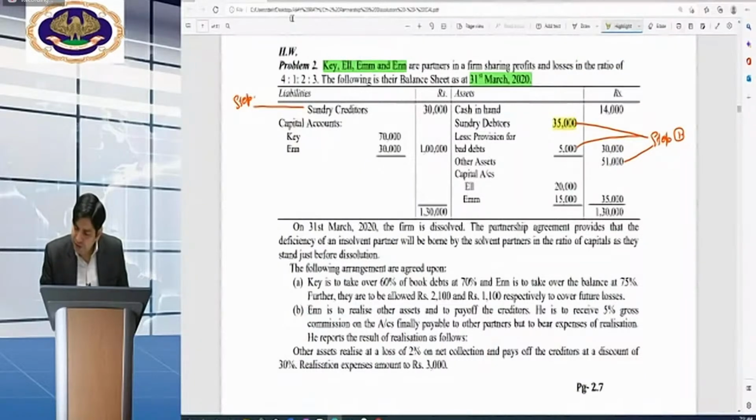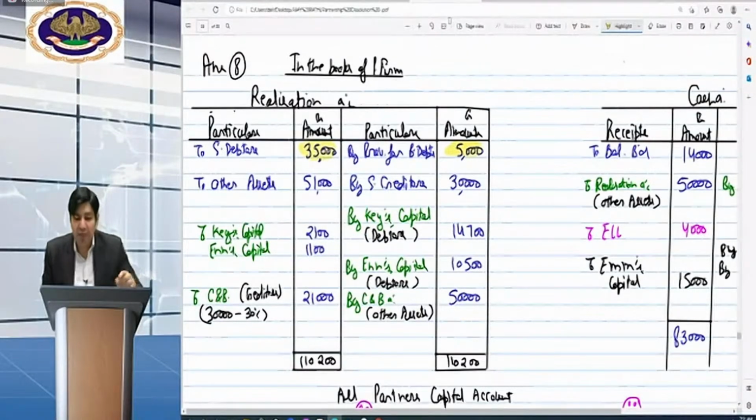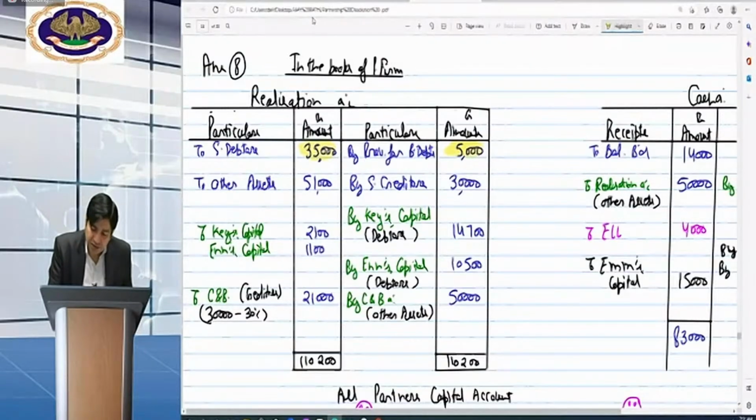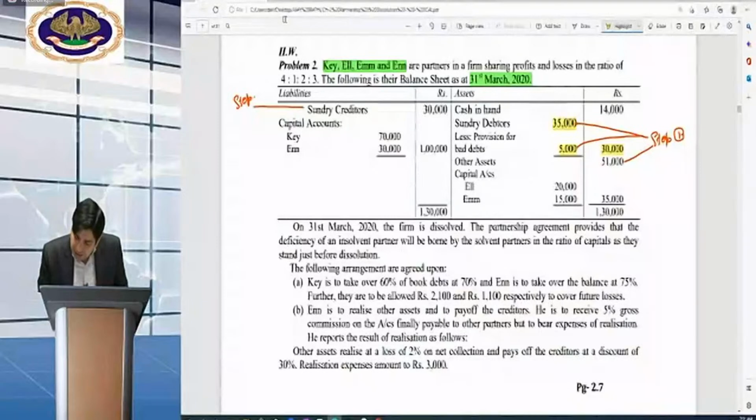And corresponding, where there is a bull, there is a tail. So we have also transferred provision for doubtful debts, which is having a credit balance. Yes, gross amount. We are doing step number 1. Now see, other assets. We have transferred these. Now we are transferring other assets.